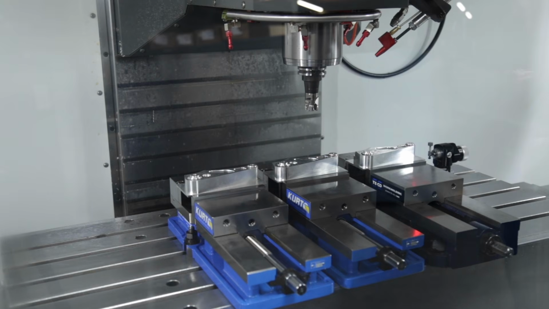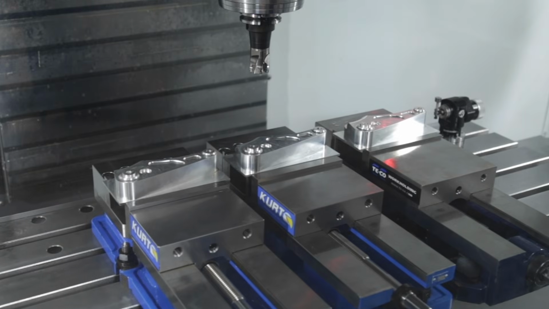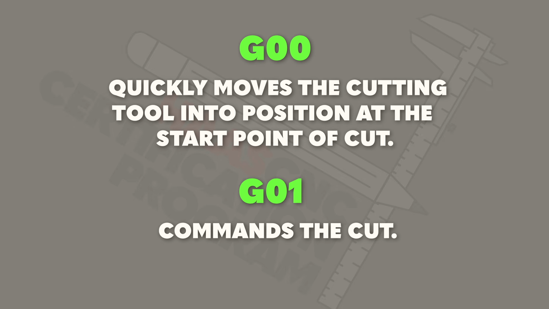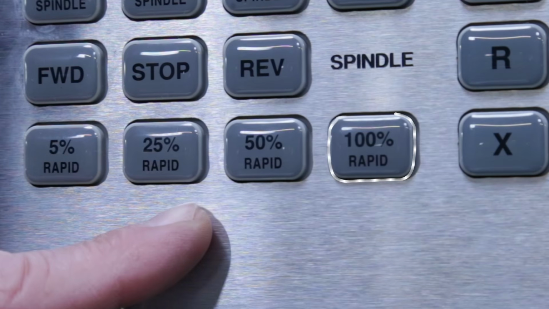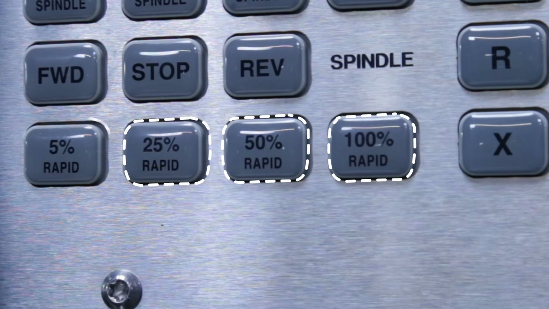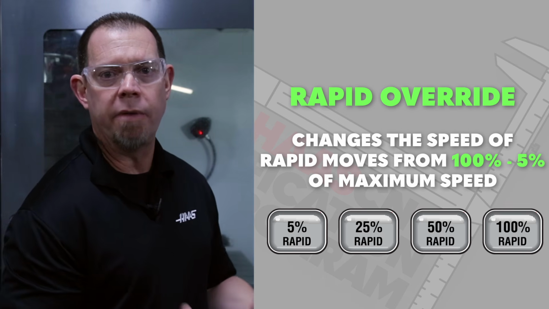In an earlier lesson on G and M codes, we talked about the G00 rapid motion commands and G01 linear motion commands. G00 quickly commands the cutting tool to move into position at the starting point of the cut, while a G01 feed command actually performs the cutting. The G00 rapid command has its own set of override keys here on the keypad, labeled 100%, 50%, 25%, and 5%. When we say override, it means we are changing the default value of a command.